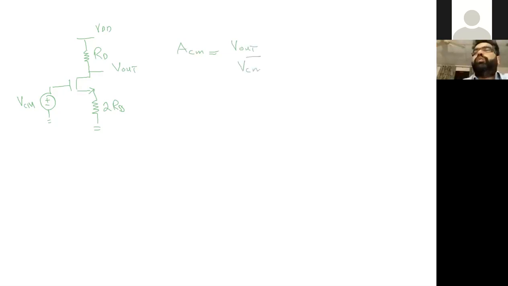This is my VCM. And यहाँ से what it is? It's 2 RSS. And what is this point? It is RD, which is a VDD here. And this is my V out. मैंने क्या find करना है? Common mode gain, which is equal to V out by VCM, जो हम लोगों ने शुरू में find किया था.